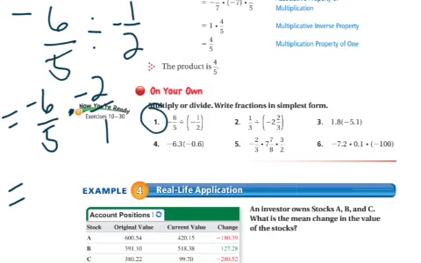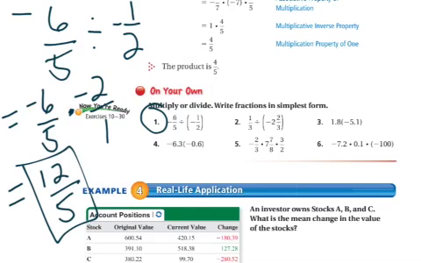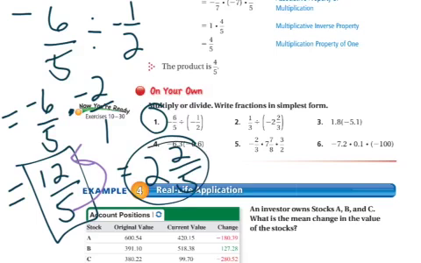Numerator times numerator, denominator times denominator. 6 times 2 is 12. 5 times 1 is 5. It's negative times negative, so the answer is positive. But that's not simplified. You have to figure out how many times this 5 can go into that 12. Well, 5 can go into 12 2 times. 5 times 2 is 10. I'm left over with 2 over 5. And that would be your answer. Okay?